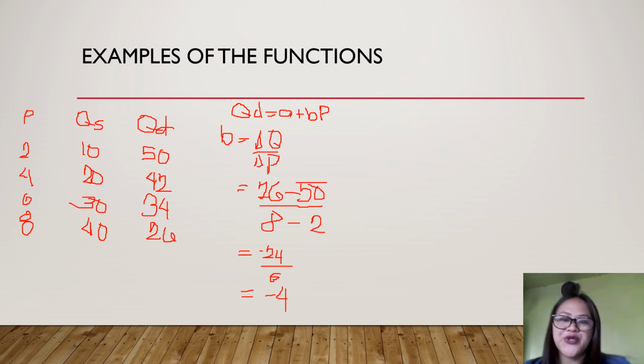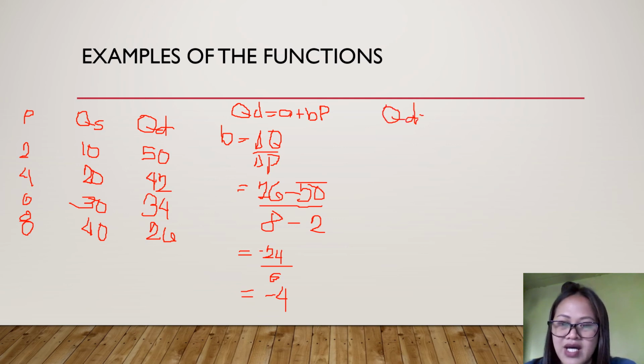Interpret the value of the slope, negative 4. That means as the price increases by 1 peso, quantity demanded decreases by 4 units. Okay, that is the interpretation. Once you have the B value, what is the next thing? Solve for the A by immediately substituting it.